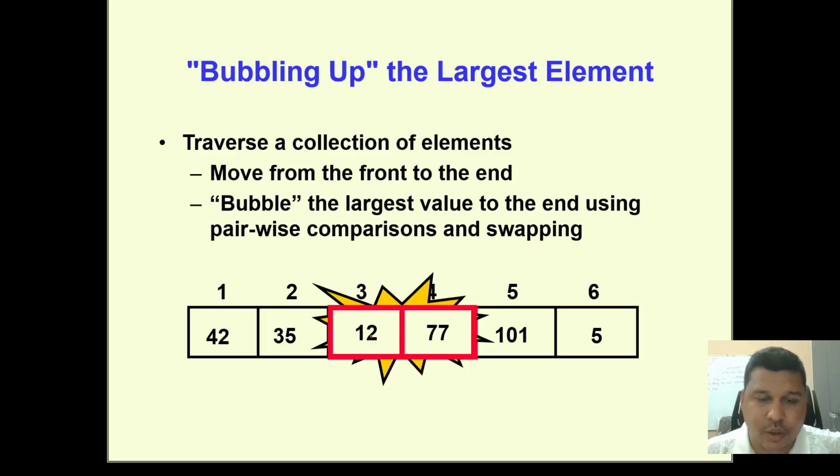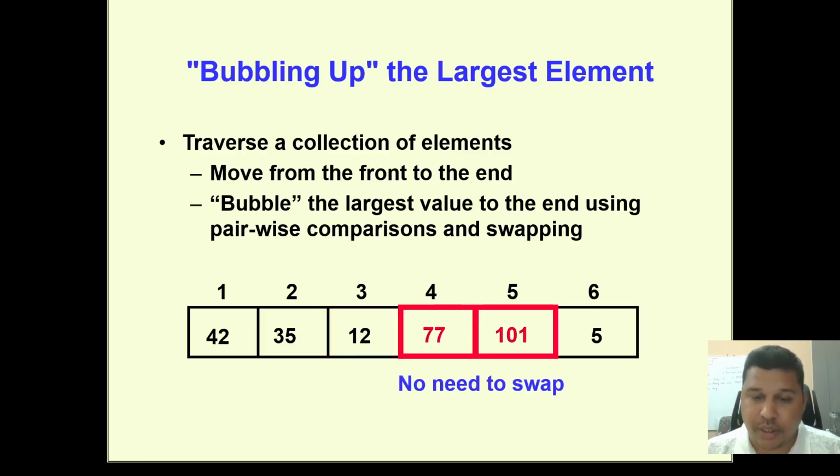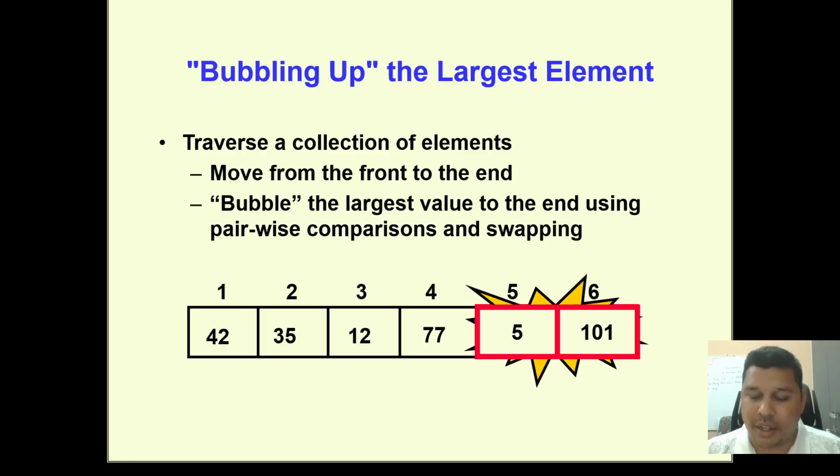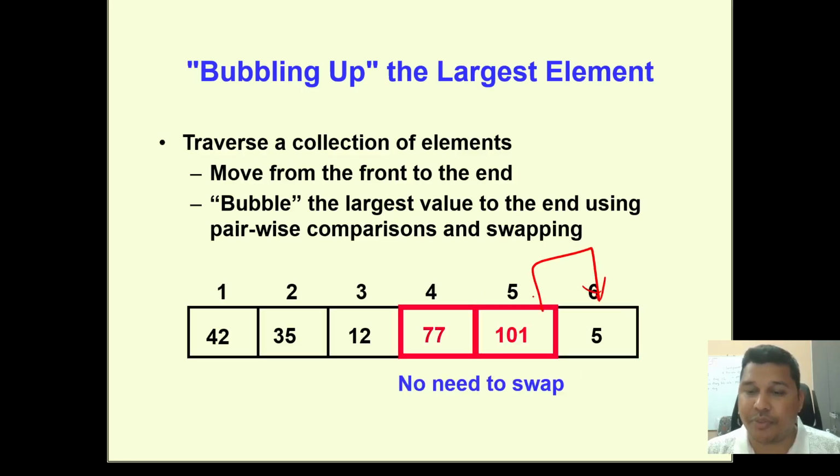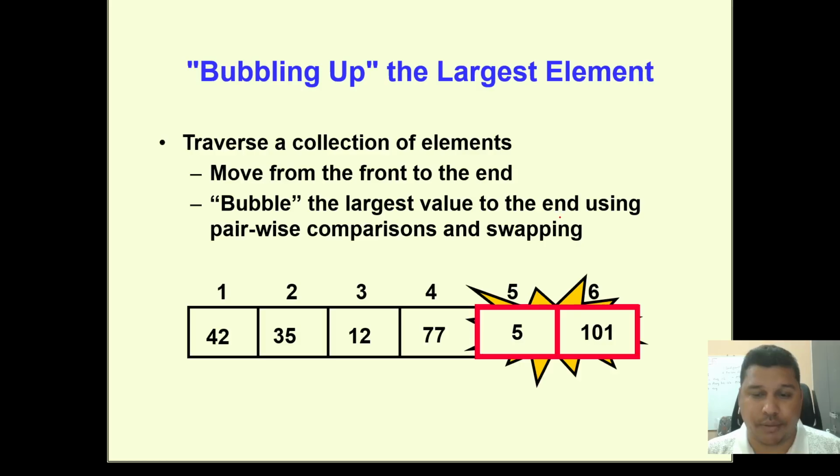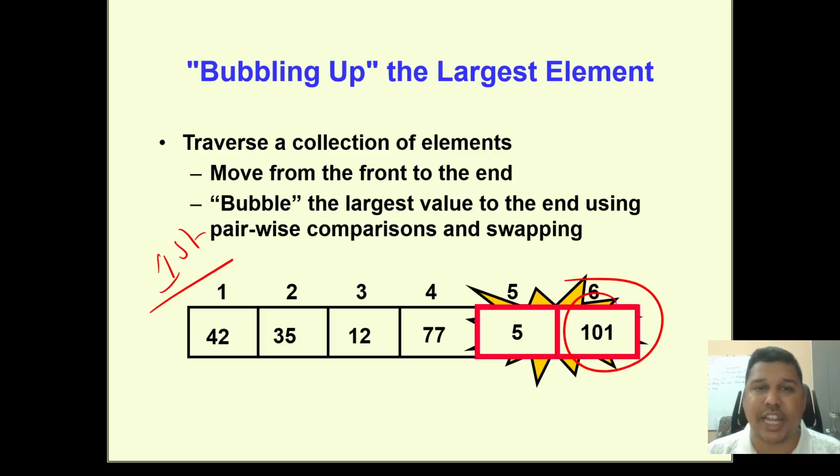So in this case, we are comparing 77 and 101. There is no requirement for swapping because this is small and this is big, so no swap is needed here. Then I compare these two, 101 and 5. Definitely we have to swap them, so this becomes 5, 101. After the first iteration, we have pushed the largest element to the end. Wherever it was, it came to the end. That's why it is bubbling up the largest element.